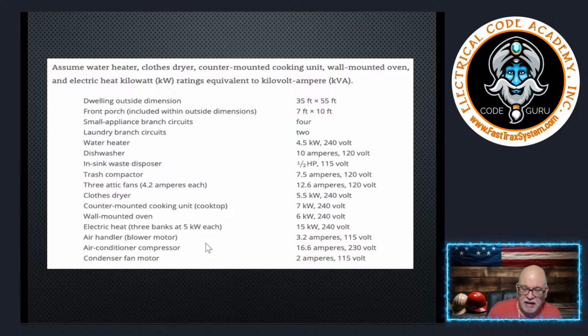The next we have is an air handler. That air handler will definitely be blowing the heat around as well. So remember that air handler at 3.2 amperes. Again, we're going to have to convert that to VA. Again, amps times volts.